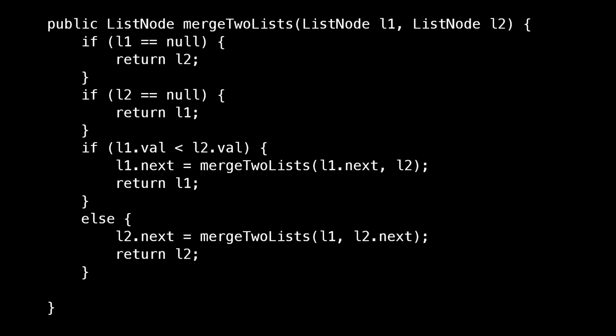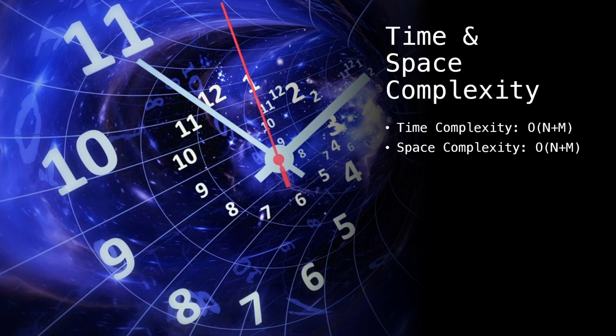Now, this is a little unintuitive, and it takes a bit of practice to understand. So let's look at the time and space complexity before we move on. The time complexity is just going to be O of n plus m, because we're just going through each of the lists. If the first list is of size n and the second is of size m, then the time complexity is O of n plus m. The space complexity is actually going to be O of n plus m as well. The reason for that is because we're creating new values each time.